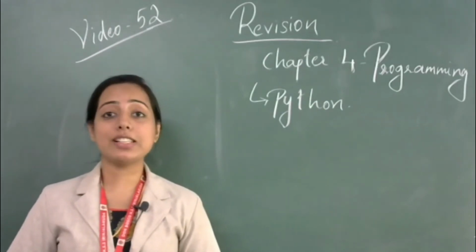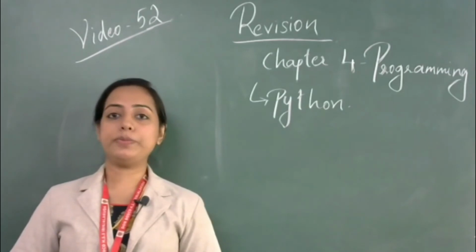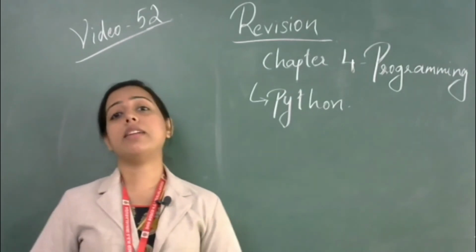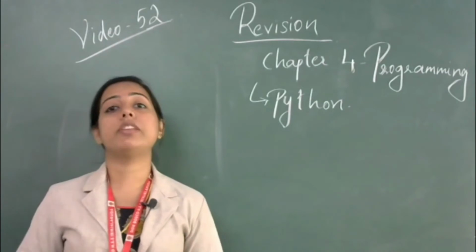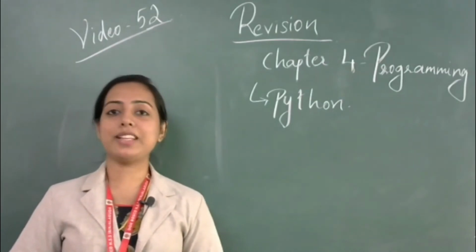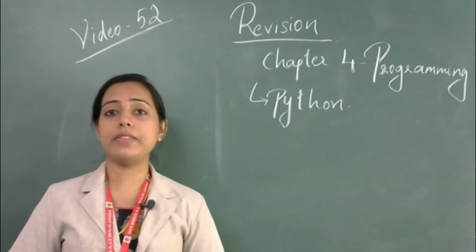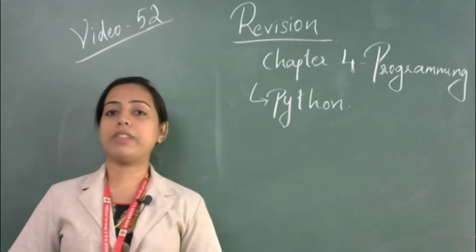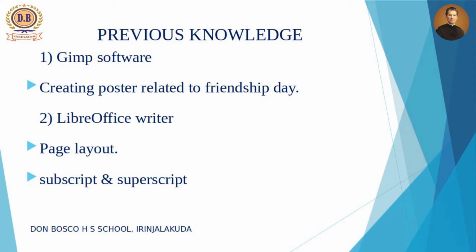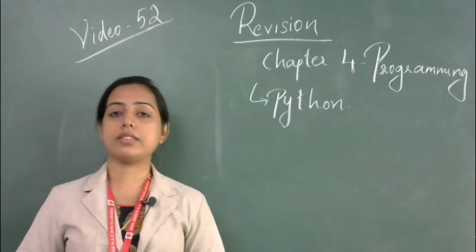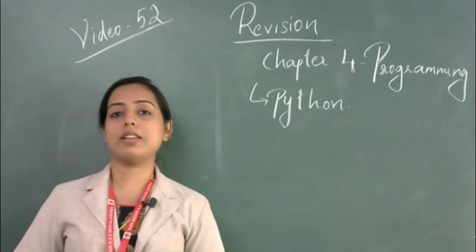This is video class number 52, and in the previous class itself we started our revision class regarding every chapter in the ICT textbook. So what had we discussed in our previous class? Yes, we revised the first and second chapters: the first chapter GIMP software and the second chapter LibreOffice Writer software, and we also did two examples from these chapters. So I hope you all remember all those activities that we covered in the previous class session.